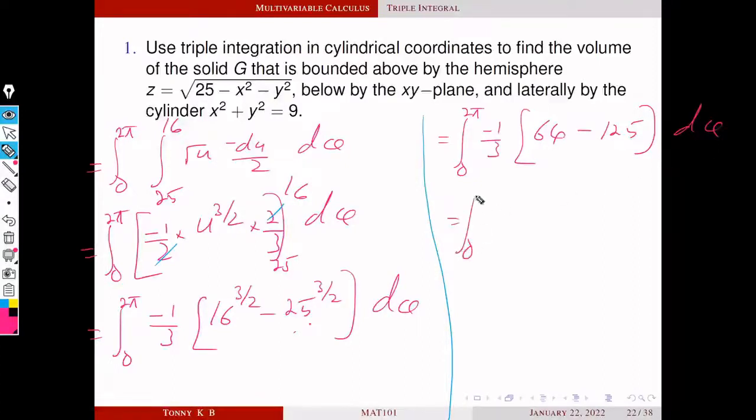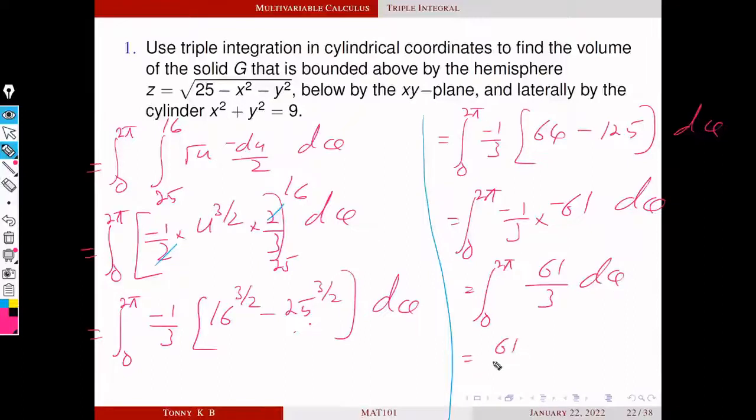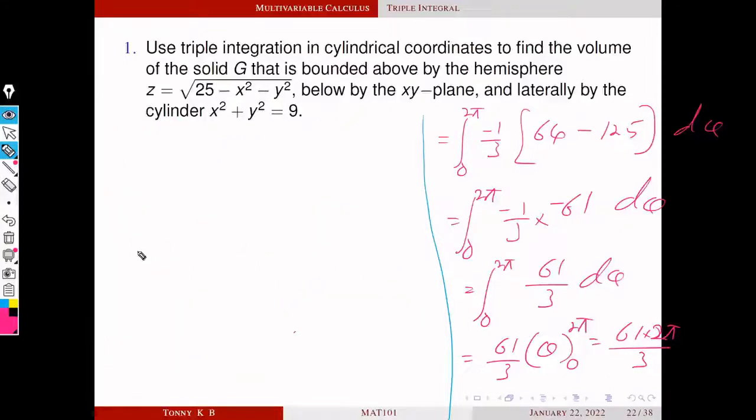Then this is equal to integral 0 to 2 pi, minus 1 by 3 into 64 minus 125. That is minus 61 d theta. So this is integral 0 to 2 pi of 61 by 3 d theta. This is equal to 61 by 3 theta from 0 to 2 pi. This is equal to 61 into 2 pi by 3. That is equal to what? That is equal to 122 pi by 3.